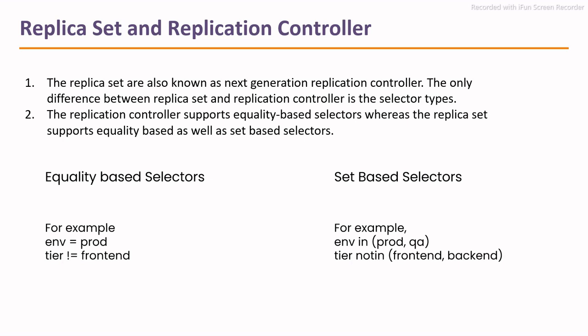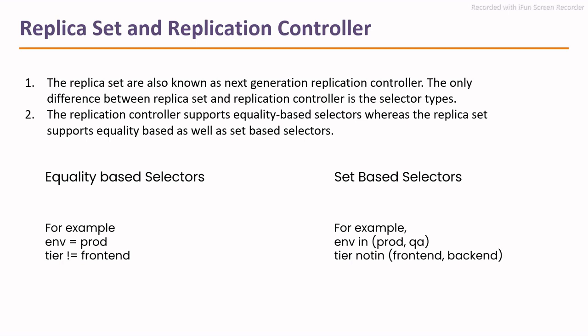Second is the set based selector. A set based selector allows filtering keys according to a set of values. Here we also have three kinds of operators: in, not in, and exists. In the first example, the selector will select all the resources with key equal to environment and value equal to production or QA. The second example selects all the resources with key equal to tier and value other than frontend and backend.